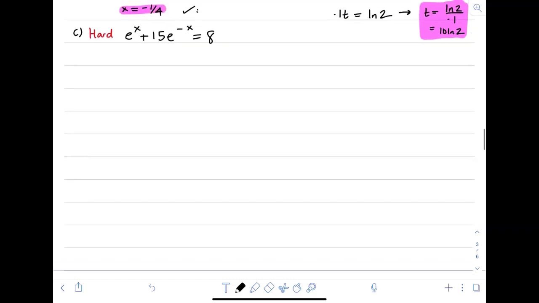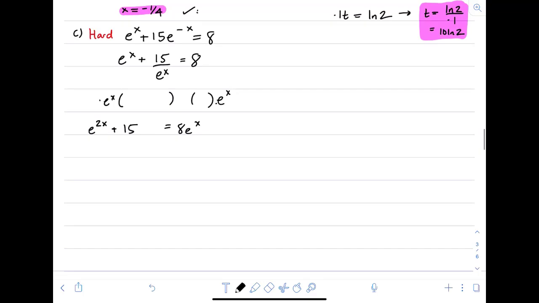So at this point, the only thing I know how to do is maybe there's some sort of algebraic manipulation I can do. So I'm rewriting it, and I'm noticing that the negative exponent would mean that e to the x is in the denominator of a fraction. So maybe one thing I could try is multiplying both sides by the term that has the variable, to see if this equation perhaps cleans up a little bit and becomes something I can work with. So that e to the x distributes to both terms. I'd get e to the 2x plus 15, and then I have 8e to the x.